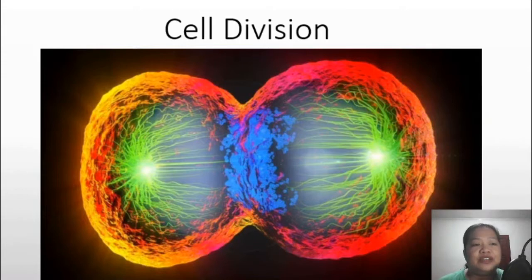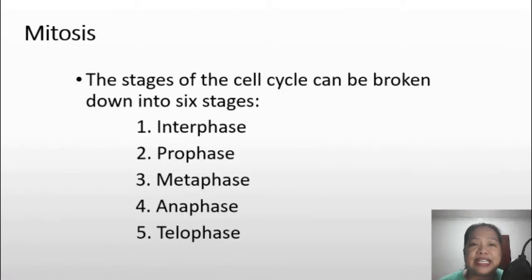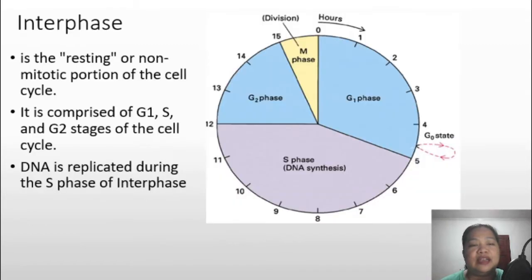Now, cell division involves mitosis. Mitosis consists of stages. Actually, this is a cell cycle already. So we have the interphase, prophase, metaphase, anaphase, and telophase. The interphase stage also consists of 3 major phases. We have the G1 and G2 phases and the S phase.